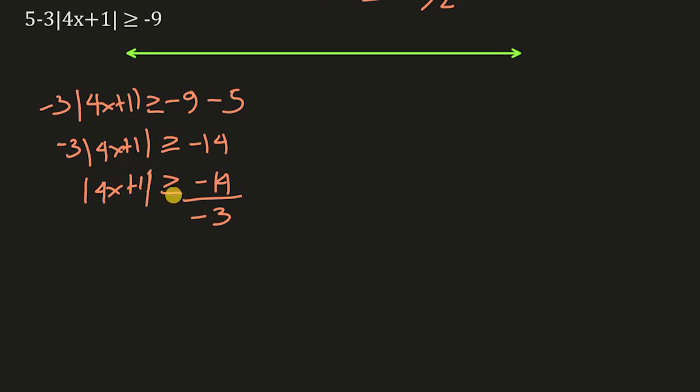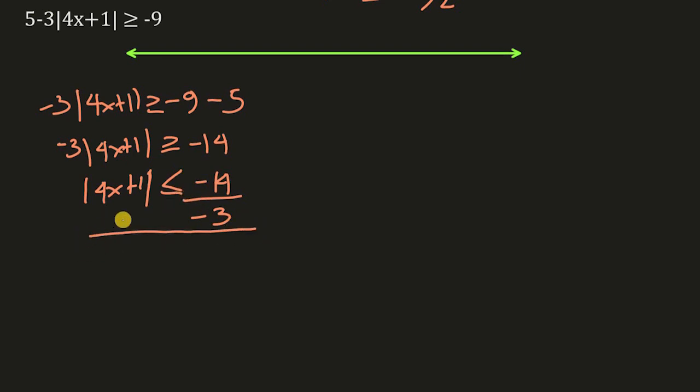Bakit? Because nag-divide tayo ng negative number. At as we said a while ago, kung magdi-divide tayo ng negative number or mag-multiply ng negative number, mafi-flip yung inequality sign natin. So, ibig sabihin, this should be greater than. Mafi-flip, that should be less than. Okay? Kasi, nag-divide tayo ng negative. Okay?